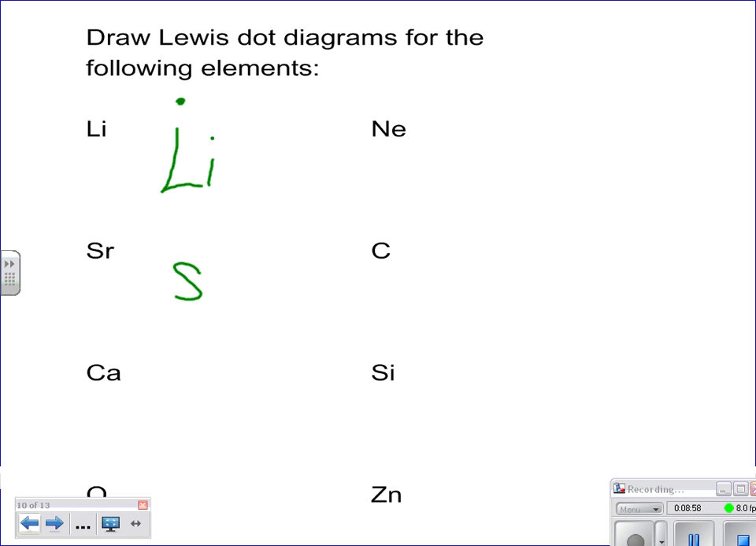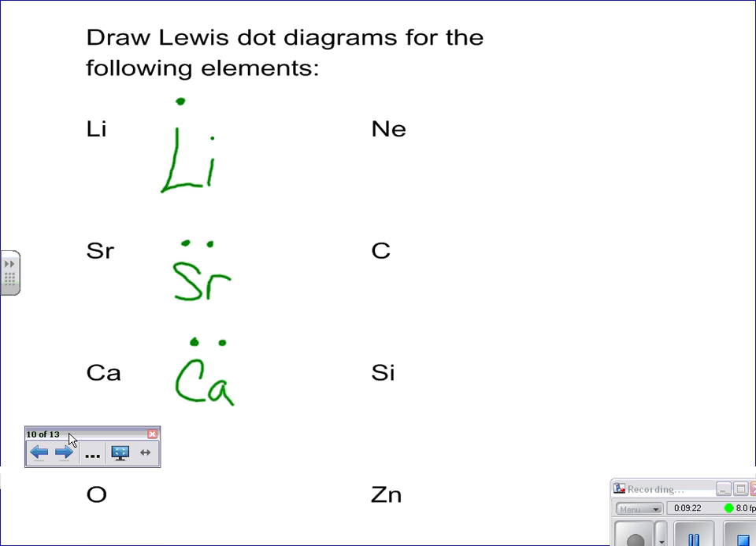Strontium. And I need to keep going. I'm looking at the time here. So strontium has how many? 2. 1, 2. We have just filled up that S orbital. Calcium. It's also an alkaline earth metal, so it will be just the same. 1, 2. Oxygen. How many valence electrons? 6. So for oxygen, you have 2 in the S, and then the other 4 go into the P.